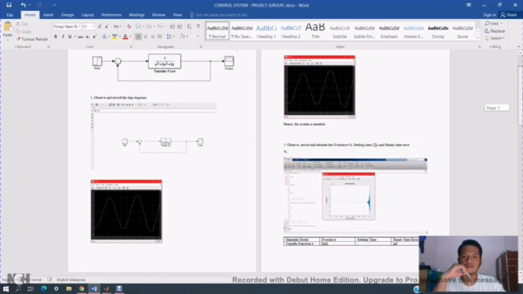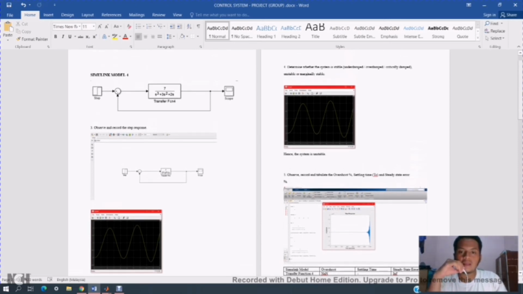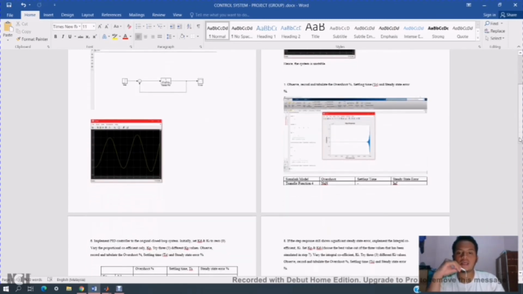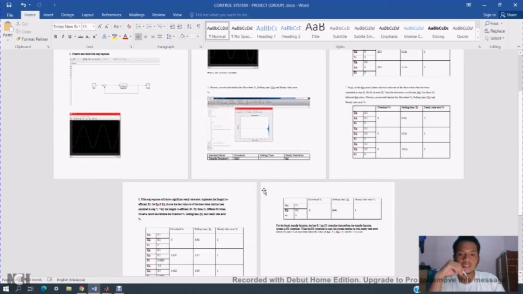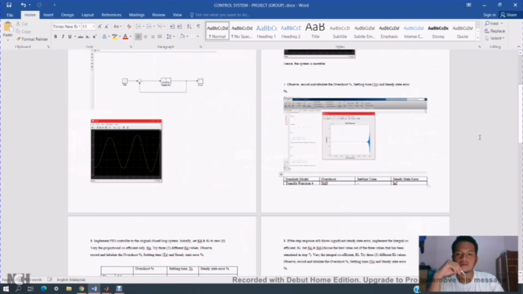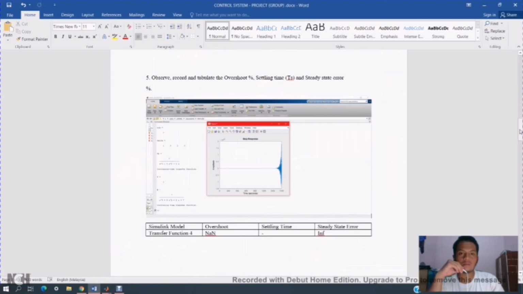For number 4, determine whether the system is stable, undamped, overdamped, critically damped, unstable, or marginally stable. This system is unstable because of this waveform. For number 5, observe, record, and tabulate the overshoot, settling time, and steady state error. This is my result. I got this step response, and from there I can find the overshoot, settling time, and also the steady state error. That is for number 5.